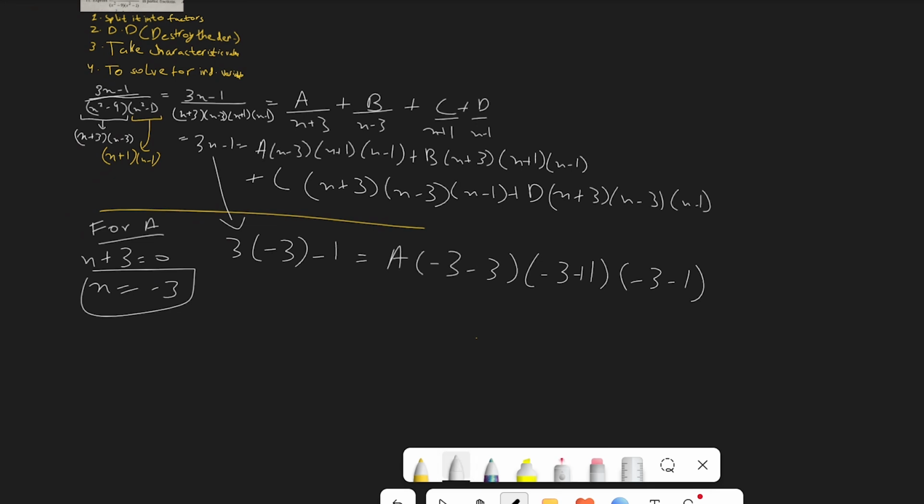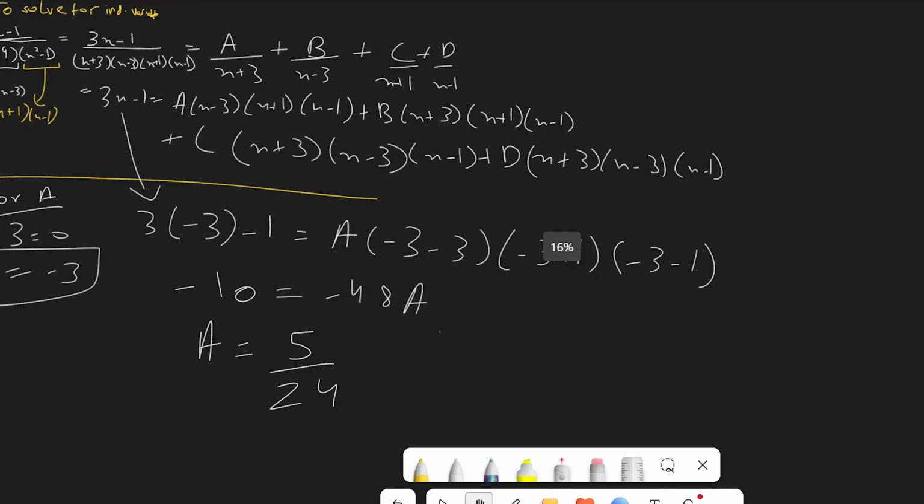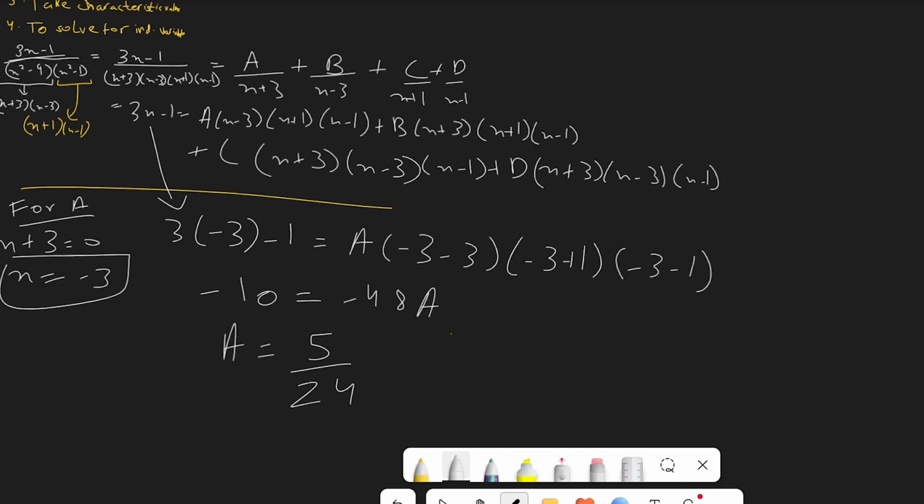So 3 into minus 3 is minus 9. Minus 9 minus 1 is minus 10. And then we have minus 3 times minus 3 plus 1 times minus 3 minus 1. So what do we get? We get minus 48a, and a would be equal to 10 over 48, so a is equal to 5 over 24. That is how it is done.